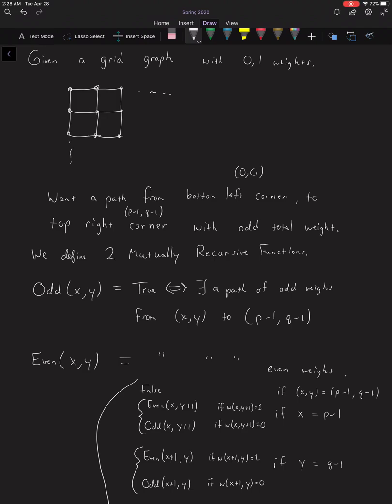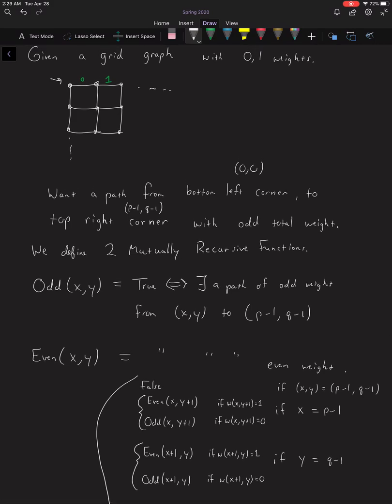Okay everyone, in this video we're going to talk about problem 1 from the practice final. So in this problem you're given a grid graph as such with 0, 1 weights. So the edge weights are either 0 or 1. Those are given as input, and you know the structure of this graph is a grid.